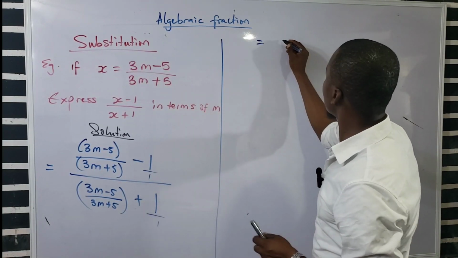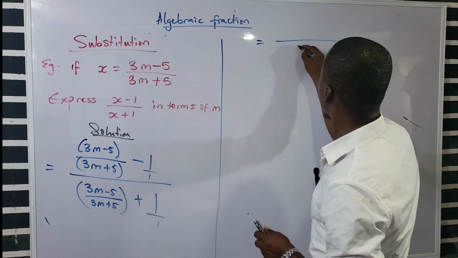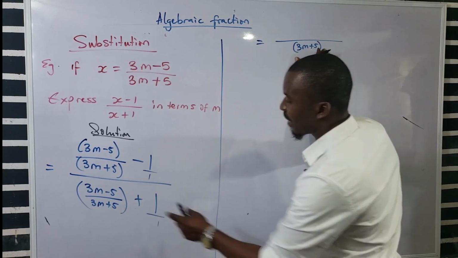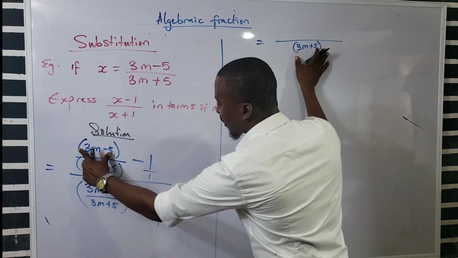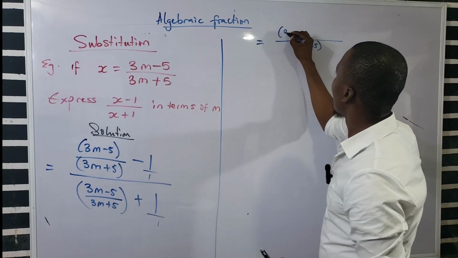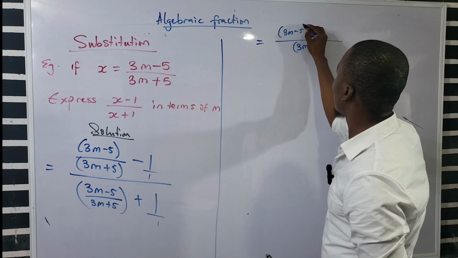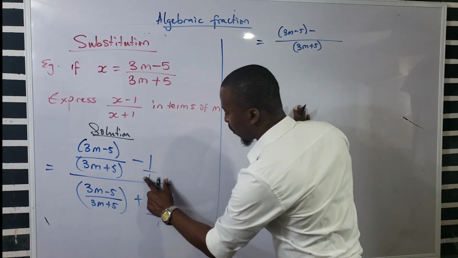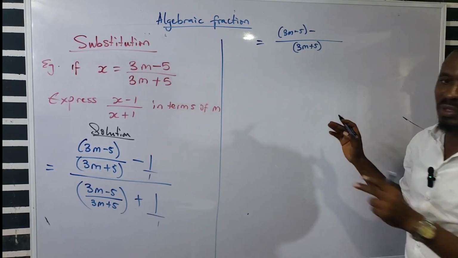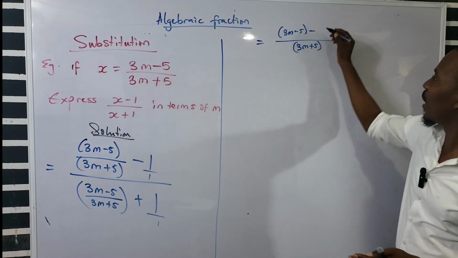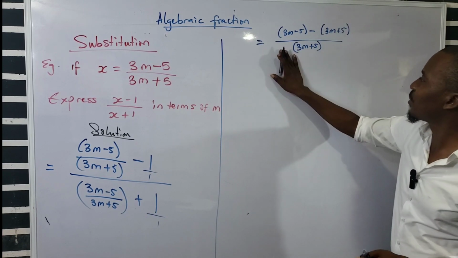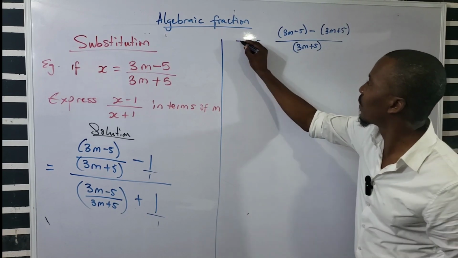So that will give us the numerator, the LCM is 3m plus 5. 3m plus 5 divided by 3m plus 5, I will have 1. 1 times this will give me my 3m minus 5, minus 3m plus 5 divided by 1 will give me back my 3m plus 5. Then I'll multiply by 1. That will give me 3m plus 5. So this is my numerator, okay?